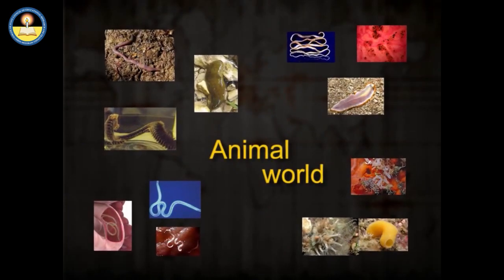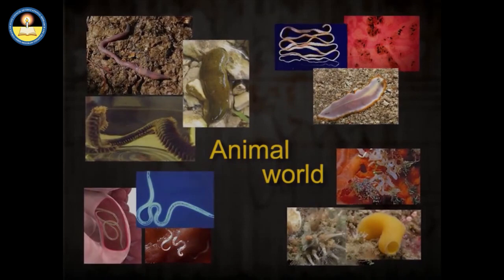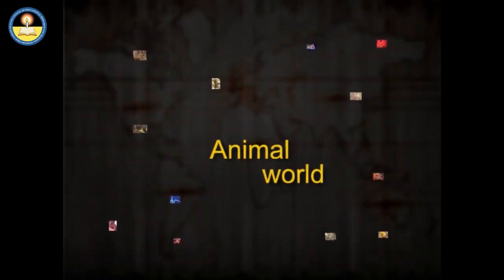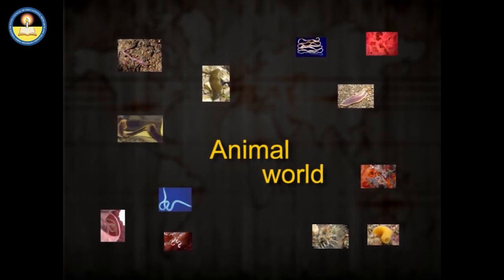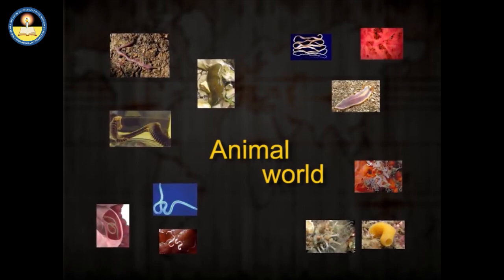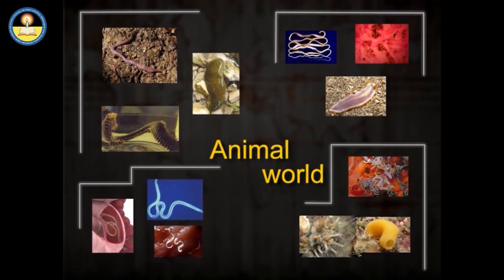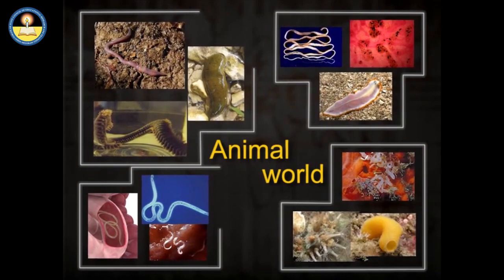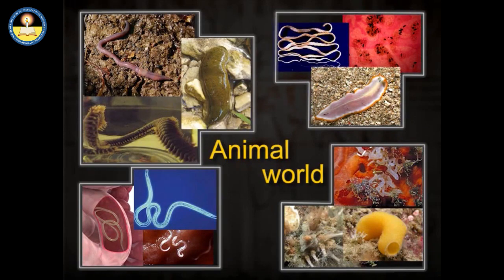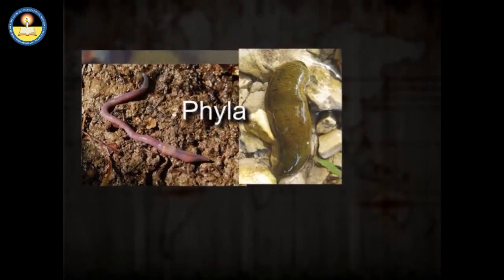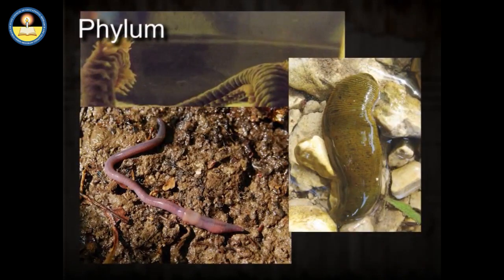Animal world. There are millions of types of animals that exist in nature. In order to understand how all living organisms are related, they are arranged into different groups. These groups, in the case of animals, are known as phyla. Each phylum contains organisms that have things in common.